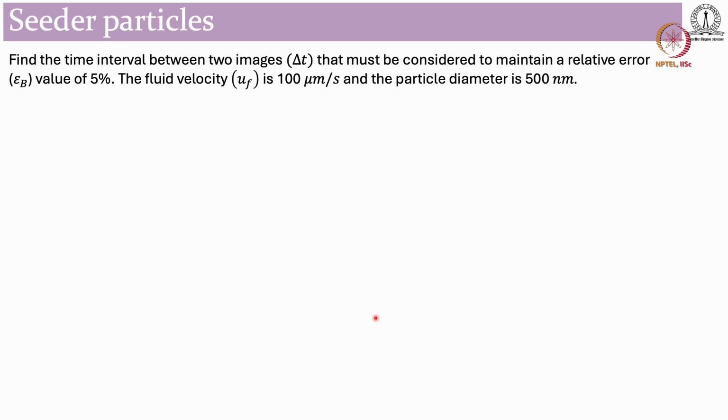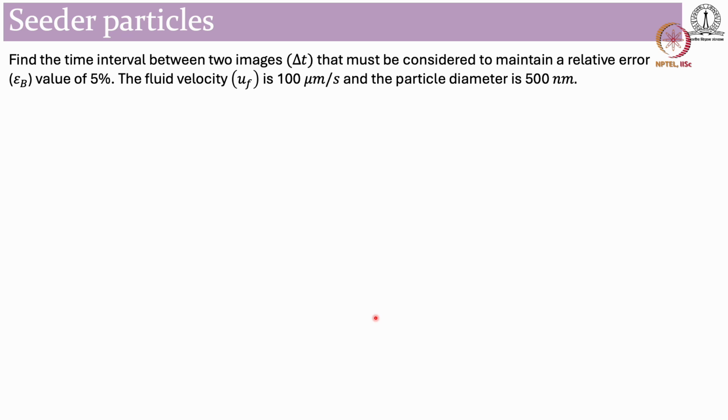Now we'll just solve a simple problem which will give a better intuition of the relative error that is caused because of the Brownian motion. So we have a problem which says that we need to find the time interval between two images, that is delta t, that must be considered to maintain a relative error epsilon b value of 5%, and the fluid velocity in x direction is given by 100 micrometer per second, and the particle diameter is 500 nanometer. So let us start solving this and let's see where we end up.